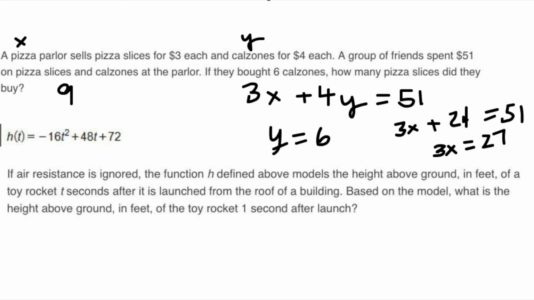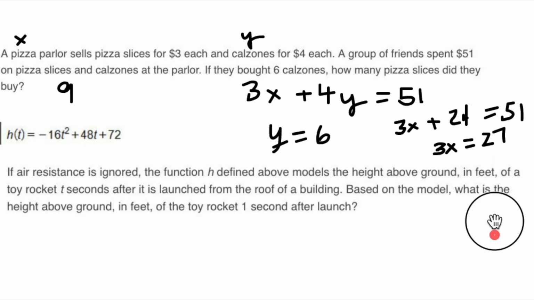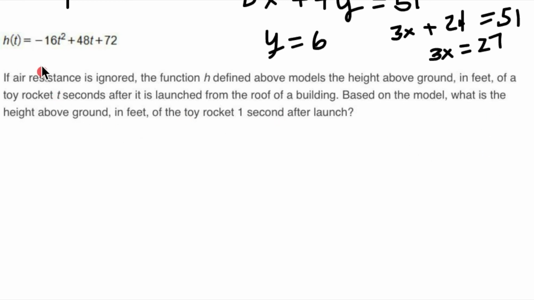So this one built up fast, a bunch of easy ones, and then we're moving on to this hard one. It says if air resistance is ignored, the function h defined above models the height above the ground in feet of a toy rocket t seconds after its launch from the roof of a building. Based on the model, what is the height above the ground in feet when the toy rocket is 1 second after the launch? Well, they're basically saying when time is 1 second, what's the height going to be?